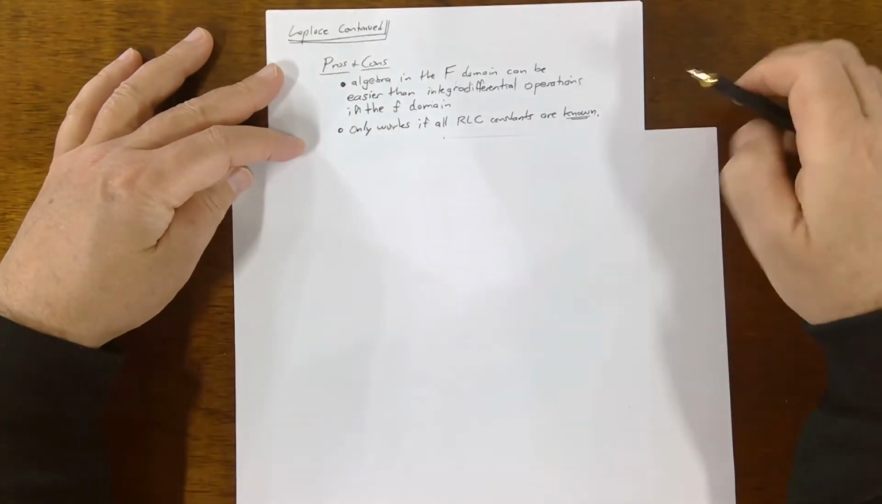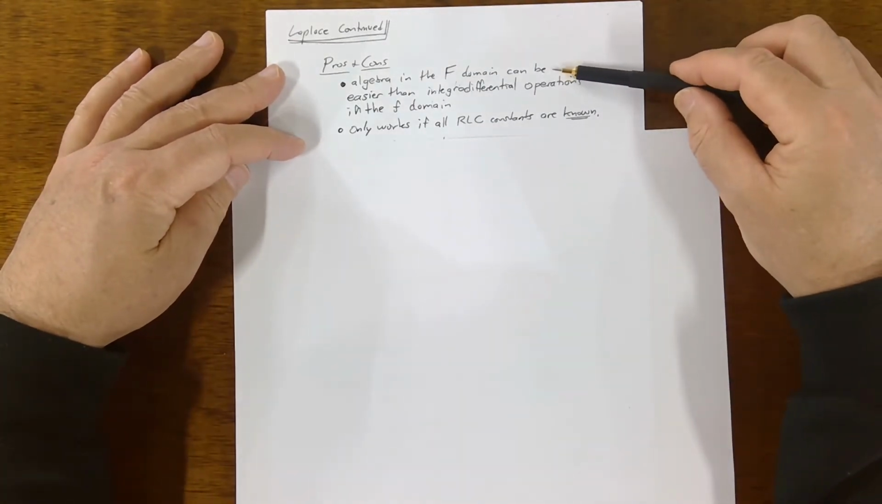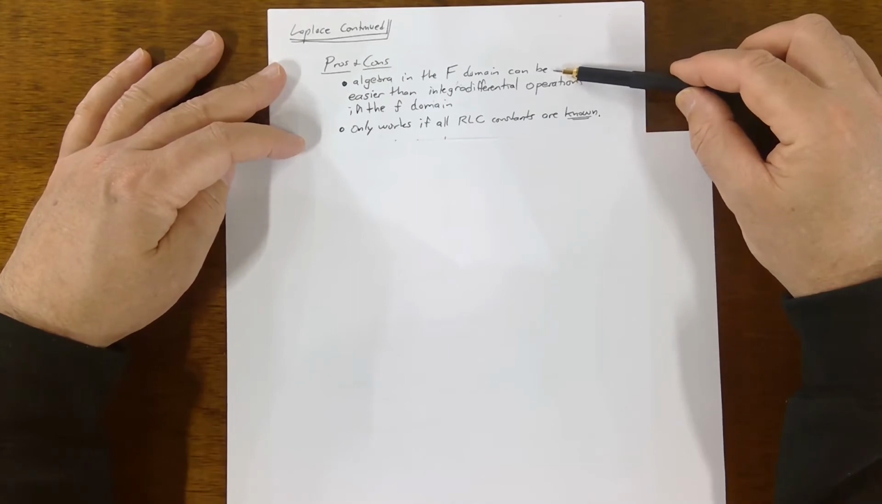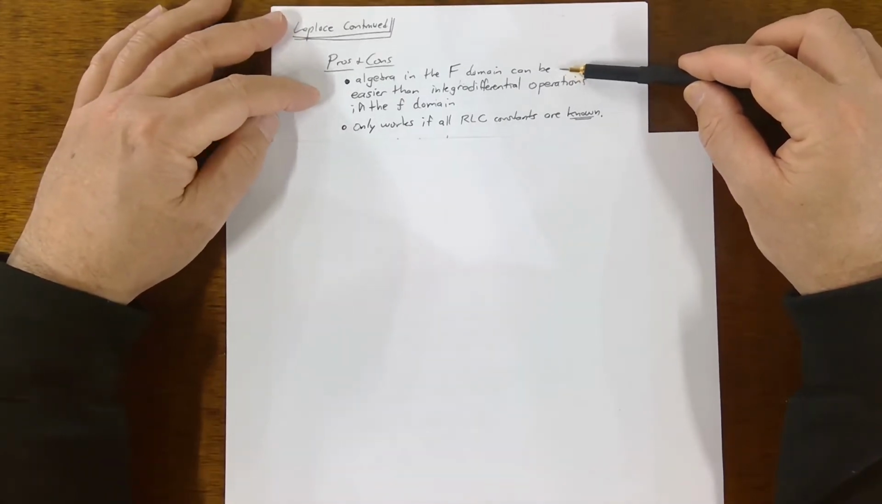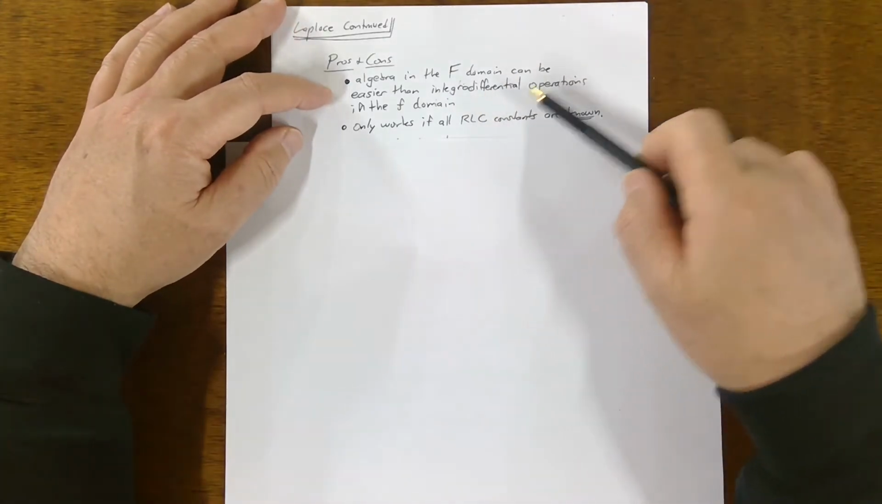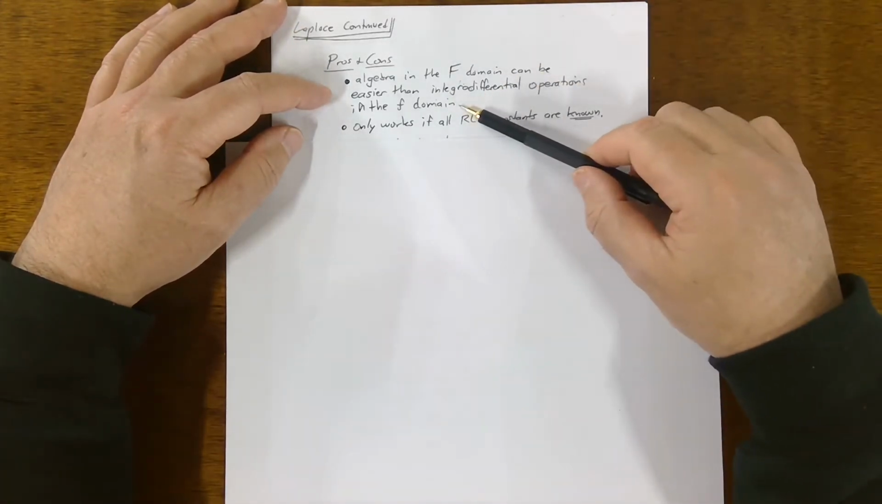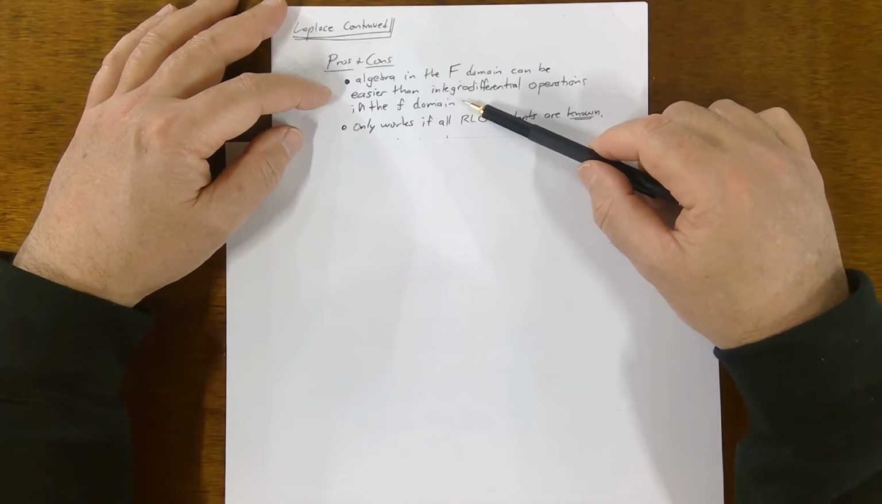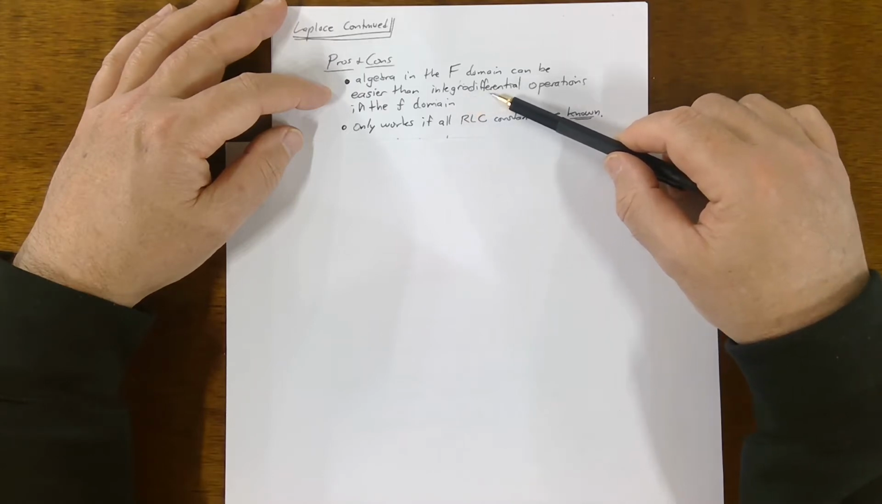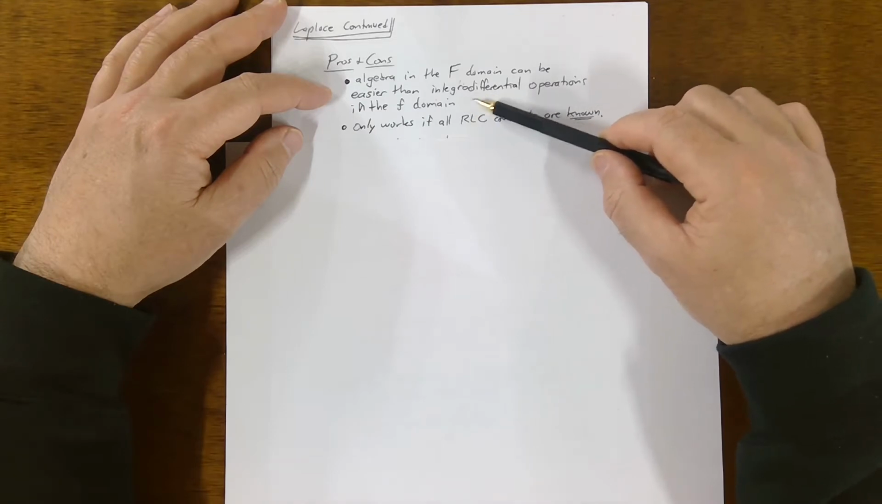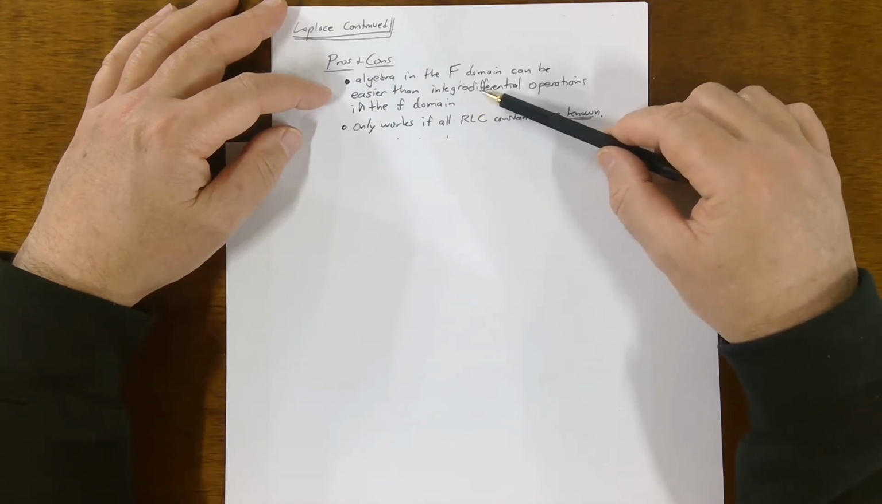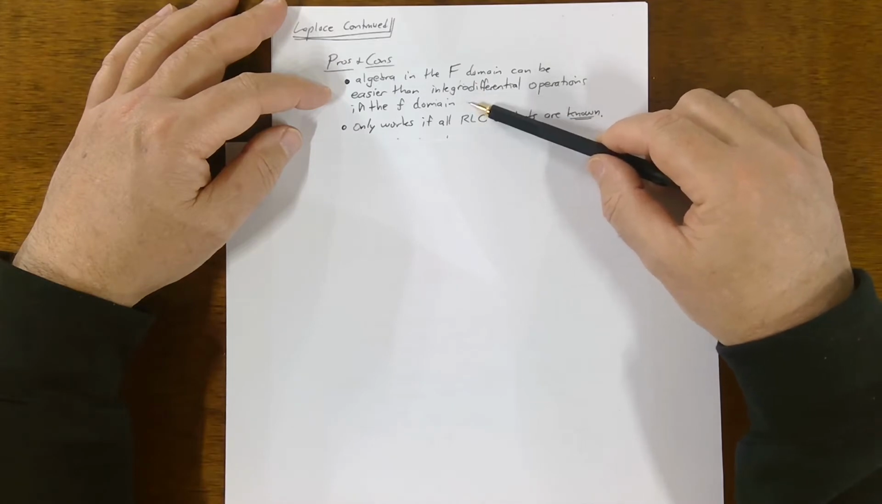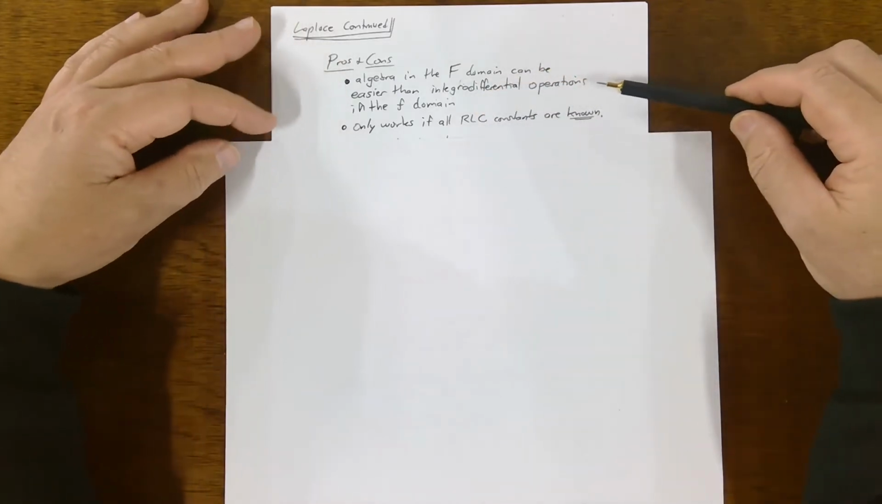So there's pros and cons with Laplace. The pro, you can consider it a benefit, is that the algebra in the F domain can be easier than dealing with integral and differential operations. If you remember in Chapter 8, when we were dealing with the response of a parallel RLC circuit, we were dealing with integrals and derivatives, and it's not pretty. It's not easy to do that. In fact, it's just about impossible when those things get much more complicated than they were in that problem.